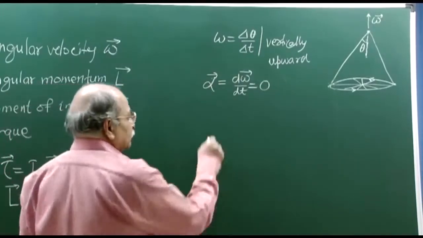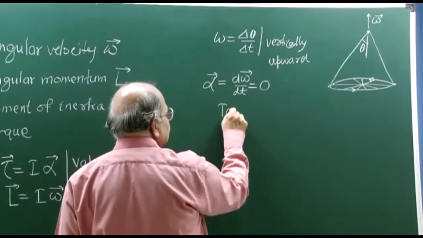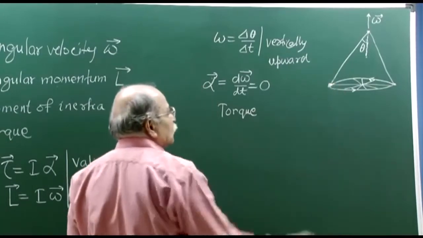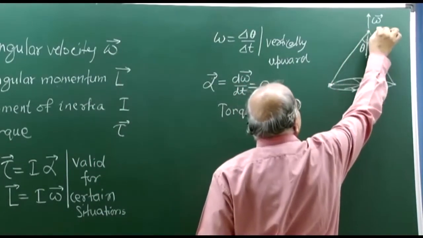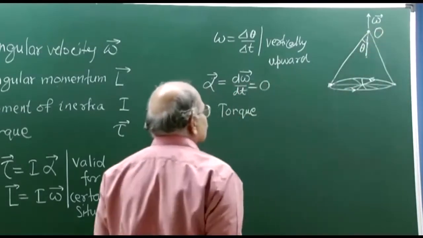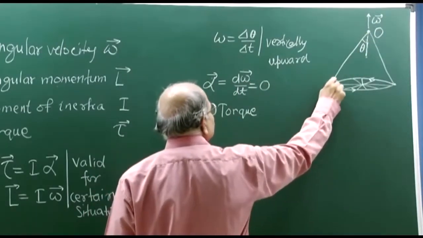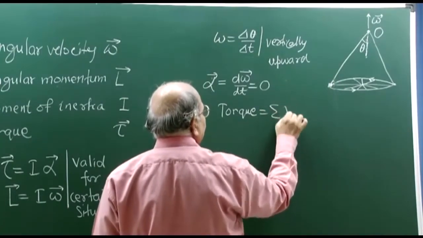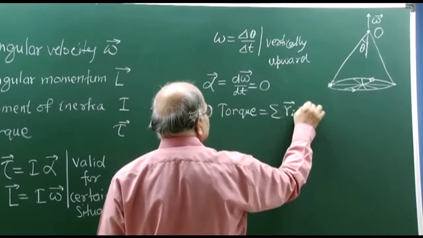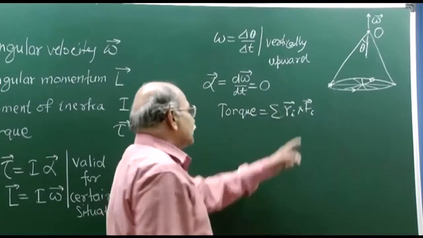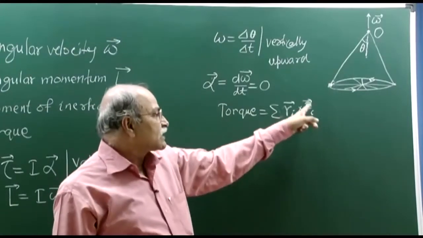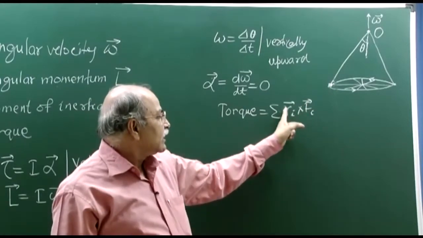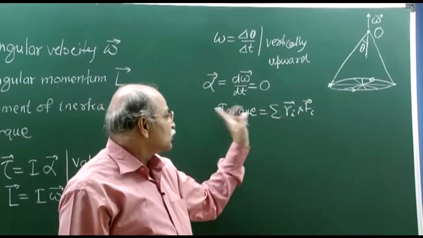Next is torque. So, let us calculate what is the torque on this rotating ball. This is the point of suspension and I take my origin here. Torque on this ball is the summation of Ri cross Fi. I have to look for all the forces, and for each force find this Ri cross Fi, and add that torque vectorially to get the total torque.